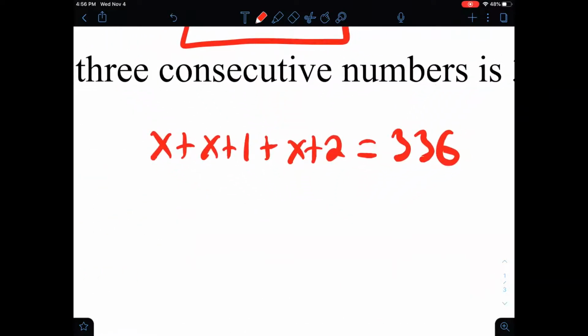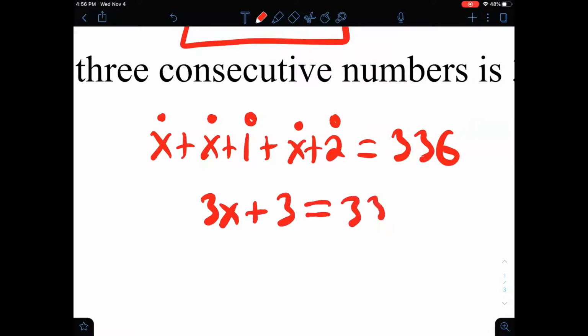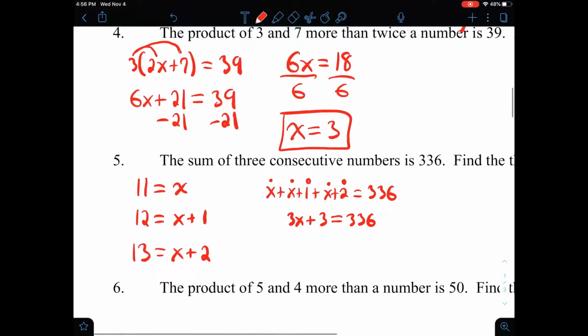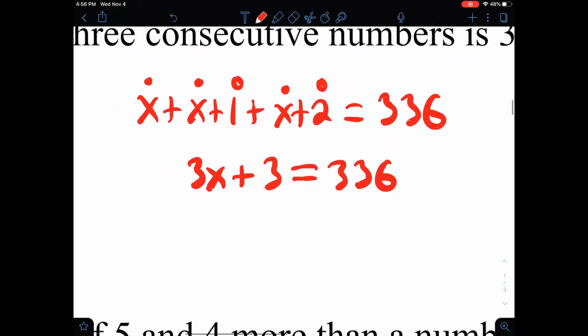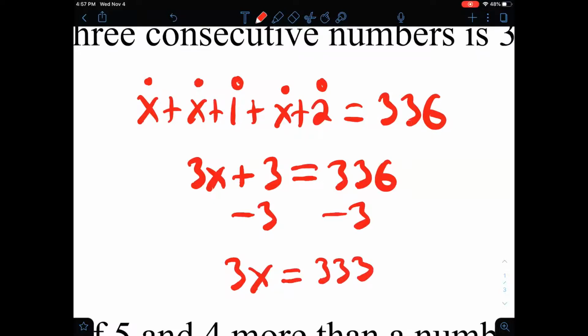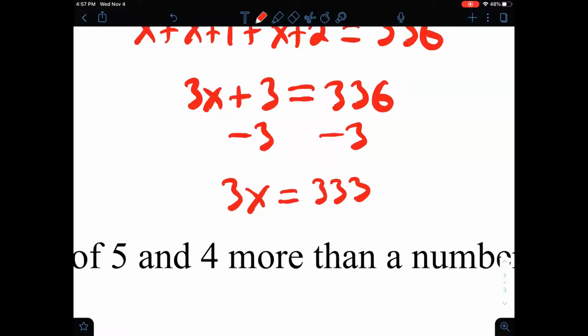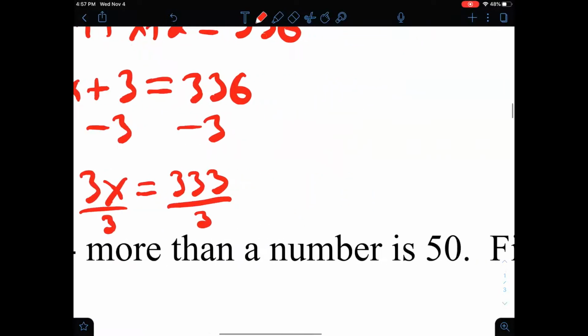All right, anything to distribute here? We're solving. No. Any like terms? Yes, we got x, and we have 1 and 2. What is x plus x going to be? That is 3x. What's 1 plus 2? That is 3. Equals 336. Now we got to solve this. How do we do that? Okay, now we need to get the 3x by itself. So we need to subtract 3. 3x equals 336 minus 3, which is 333. Last step to solve for x is to divide by 3. So x is going to be equal to 111.